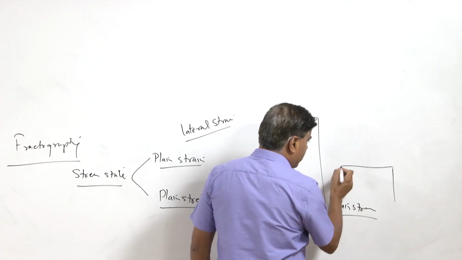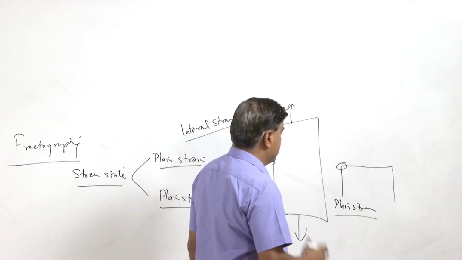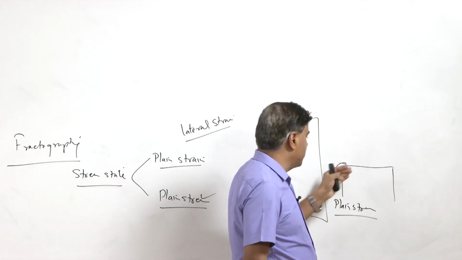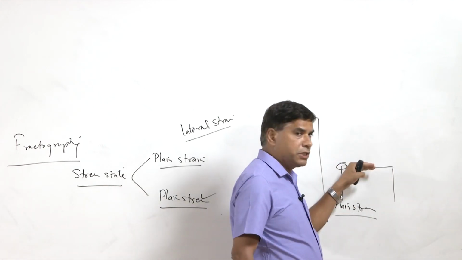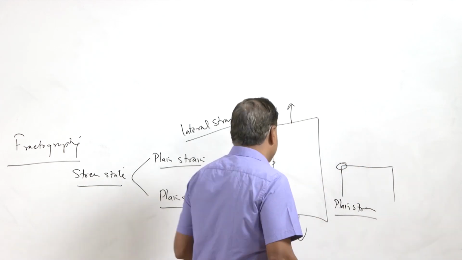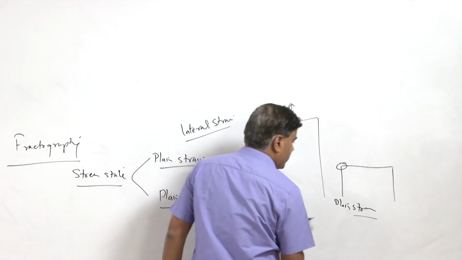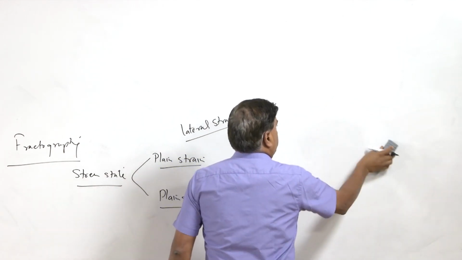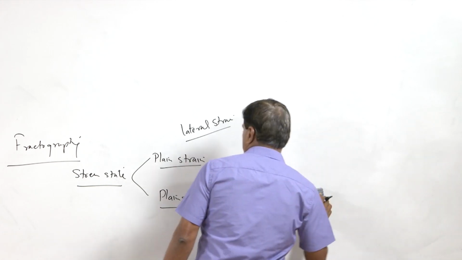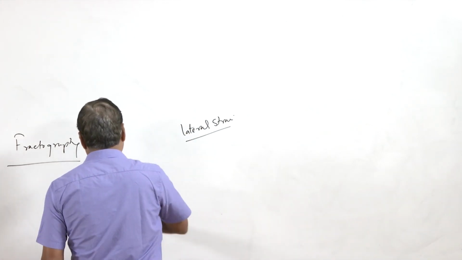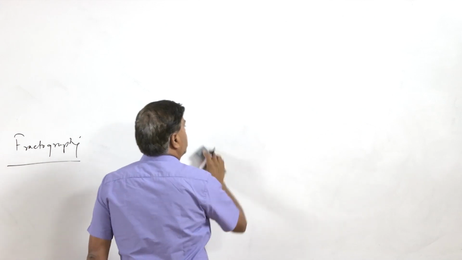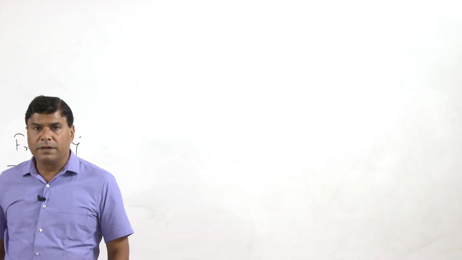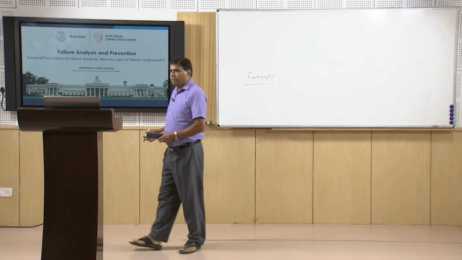So, when the fracture initiates from the surface, even in plane strain conditions or plane stress conditions, we do not find such shear lips or slant fracture surfaces. So, these are the features which are used to identify or determine the kind of stress state under which the fracture has taken place.